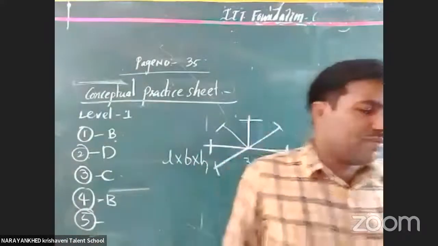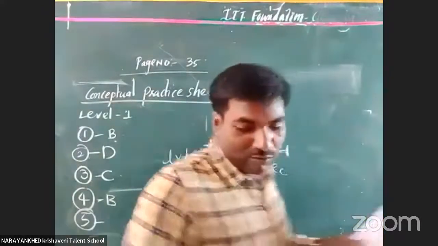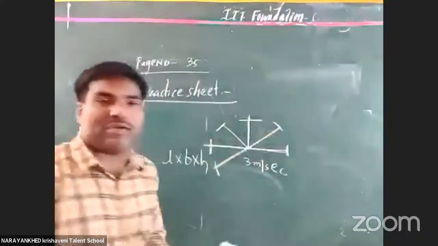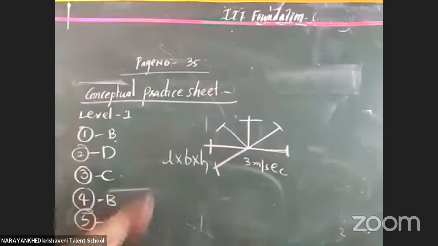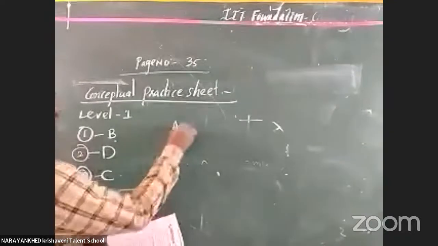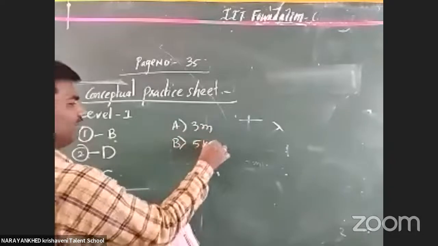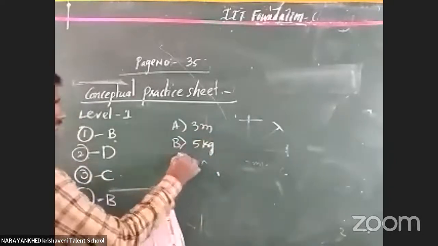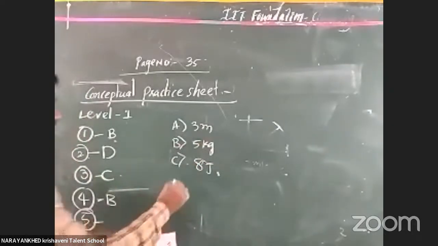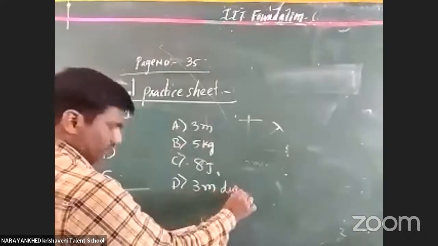Next, the fifth question answer. Which of the following is a vector? They have given some units. You have to recognize which physical quantity the given things belong to. In the fifth question they gave four options: A is 3 meter, B is 5 kg, C is 8 joule, and D is 3 meters due east.